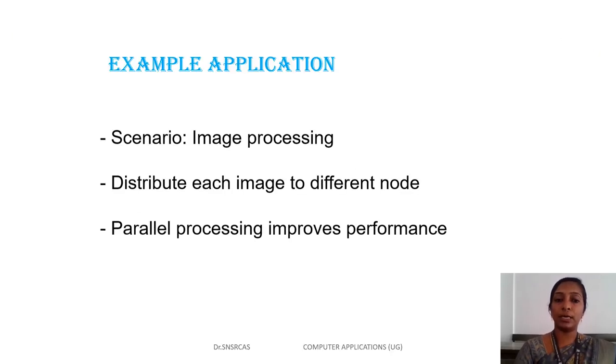Example applications. Thread applications are used in many real-time examples, and one is image processing, and the next is distributing each image to a node for parallel processing. In image processing, when we are comparing two images or using the images for some other purpose, we can analyze all the threads in the Aneka cloud formats. After that, the work is distributed to each node, and parallel processing improves performance.